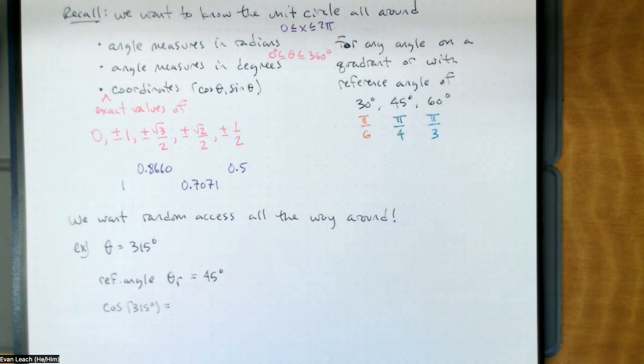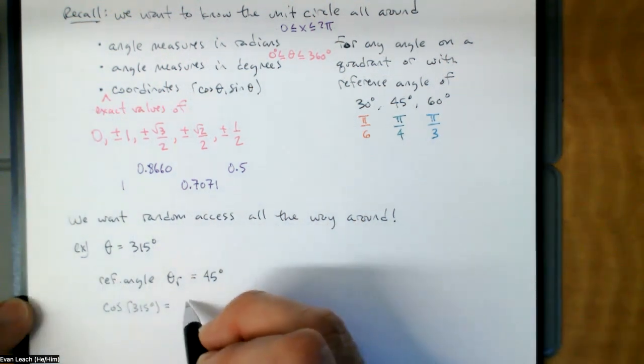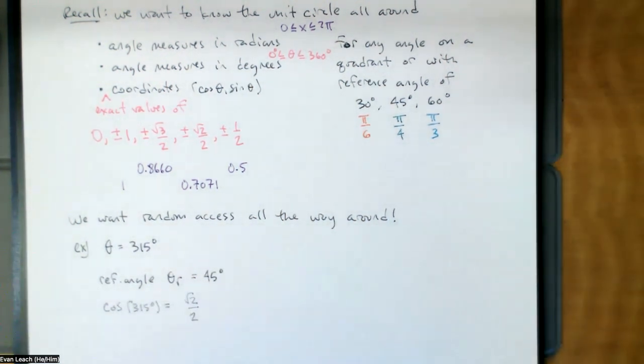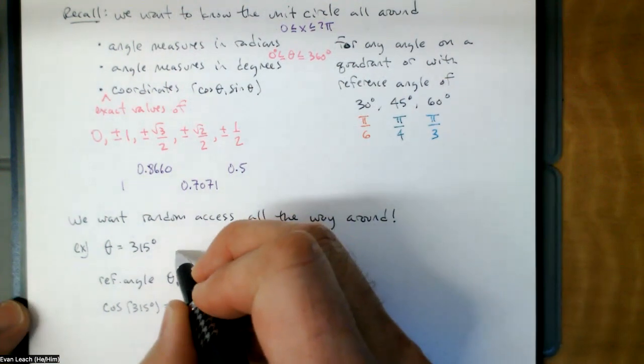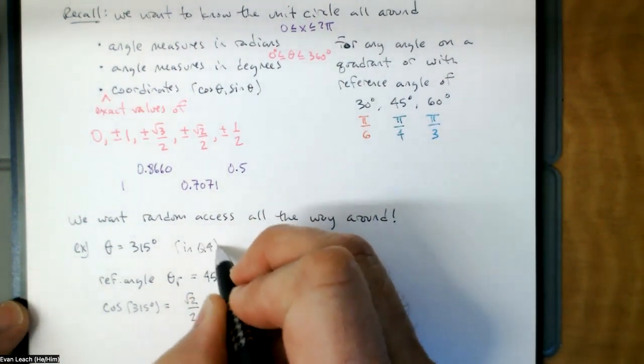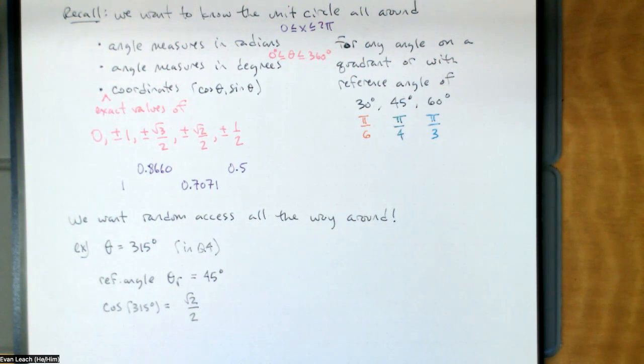So now that we know that there's a 45 degree reference angle, what is the cosine of 315? Root 2 over 2. And is it positive or negative? Why is it positive? We're in the fourth quadrant, and cosine is positive in the fourth quadrant because x is positive in the fourth quadrant. So that's another thing that we want to know. This is in quadrant 4. So the 45 degree reference angle tells us that the value of the cosine of 315 is root 2 over 2. The quadrant tells us that we should use the positive.